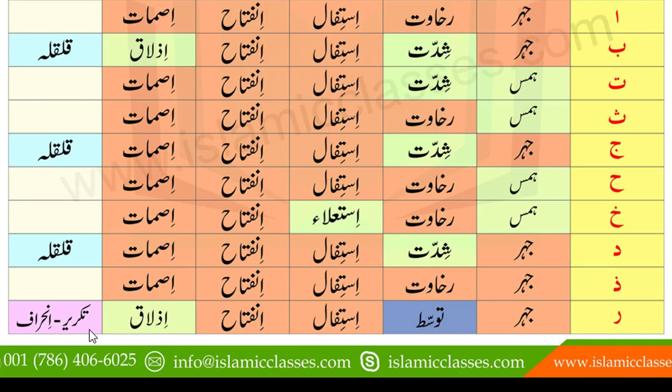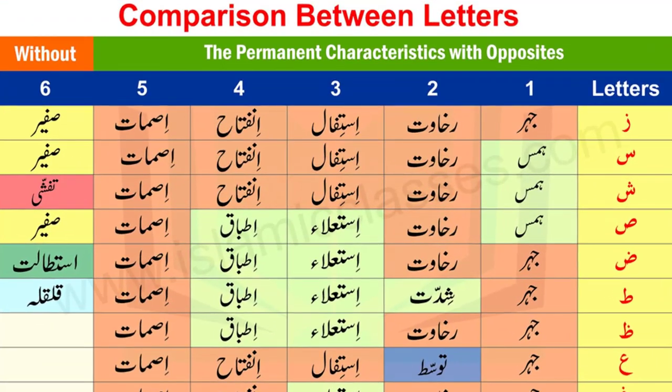So it's takreer, like we make the repetition sound one time only, like we say ra. And inhiraf. This is another quality. So here are the other letters' qualities. You can compare yourself as well.